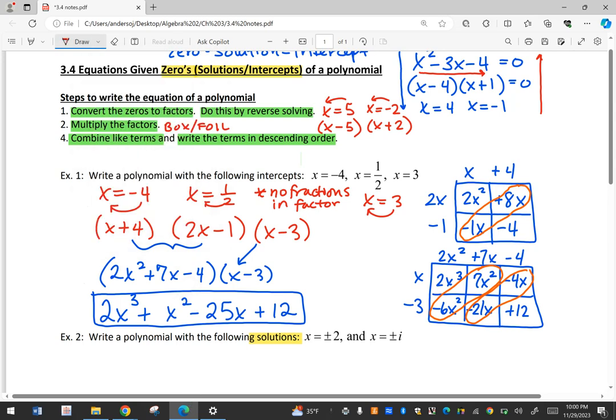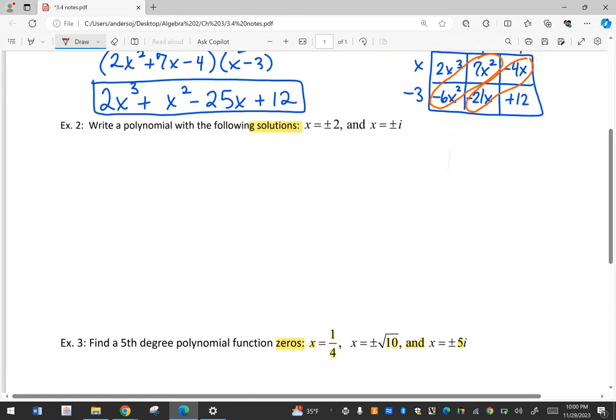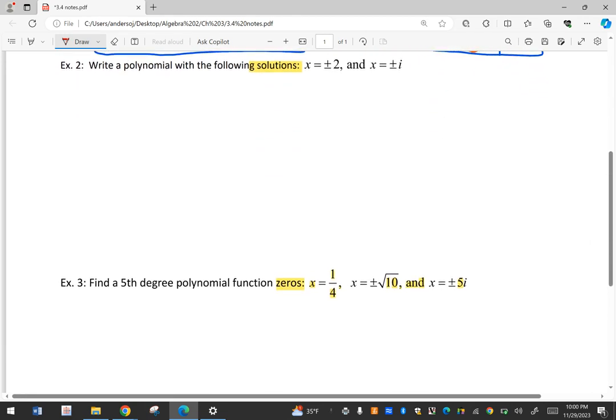Let's go ahead and take a look at this next example. You'll notice that these solutions just look slightly different from the ones that I had before. You'll see on this one it says x equals plus or minus 2. While that looks confusing, what that means is I have x is equal to a positive 2 and x is equal to a negative 2. Over here, I have x equals plus or minus i. What that again means is that I have a positive i and I have a negative i.